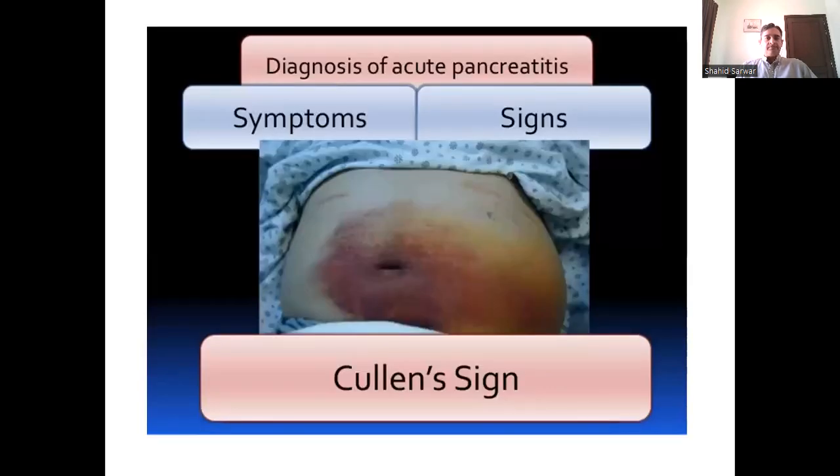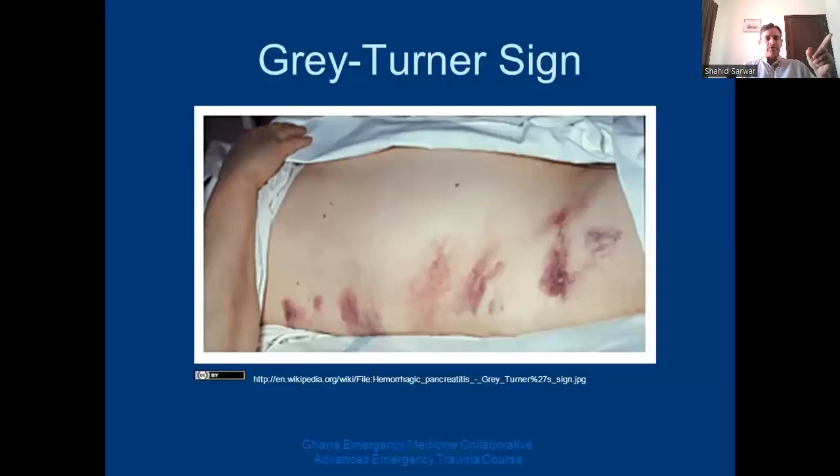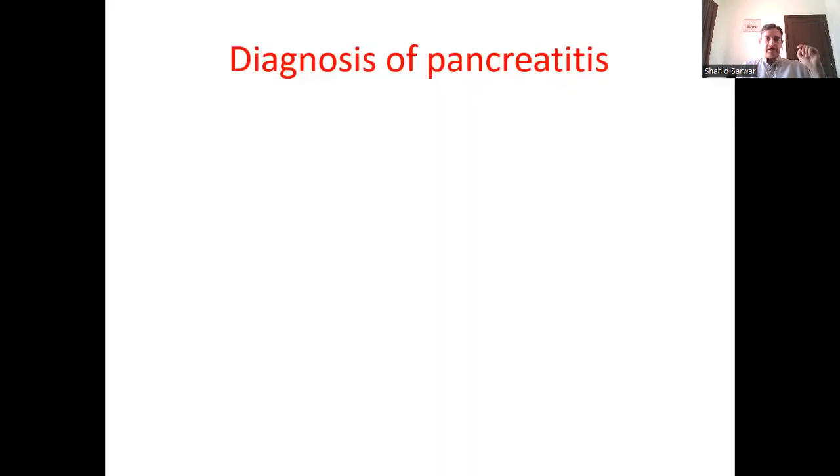This is Cullen sign and is a sign of hemorrhagic pancreatitis. It's a sign of a very severe pancreatitis. And this is how the Grey Turner sign looks. Both are signs of hemorrhagic pancreatitis.